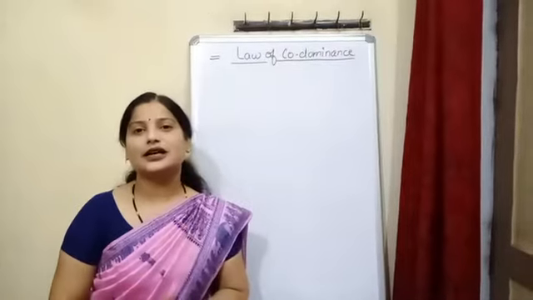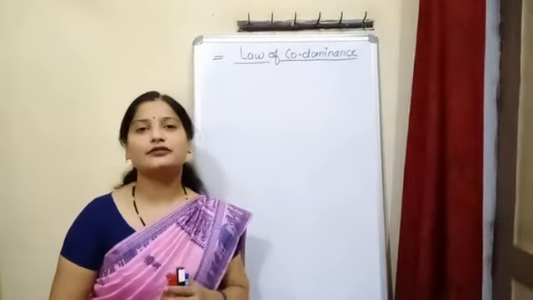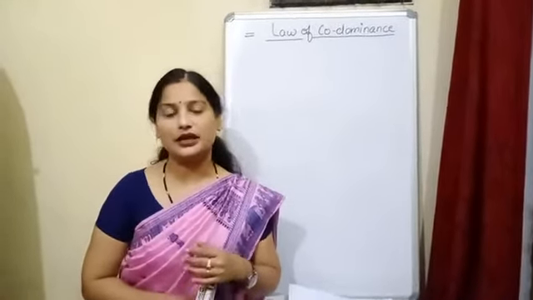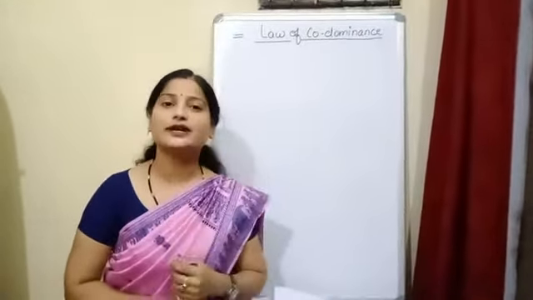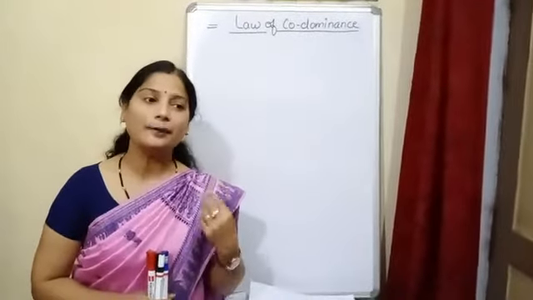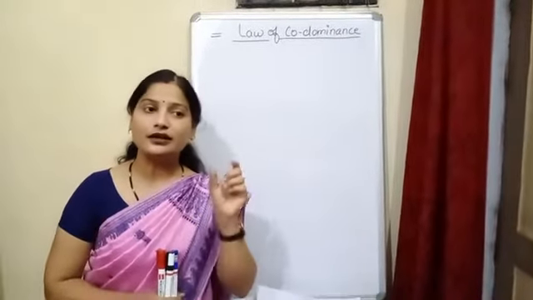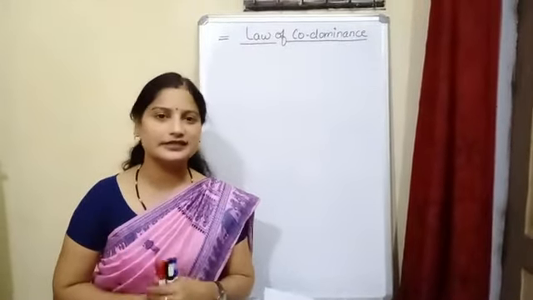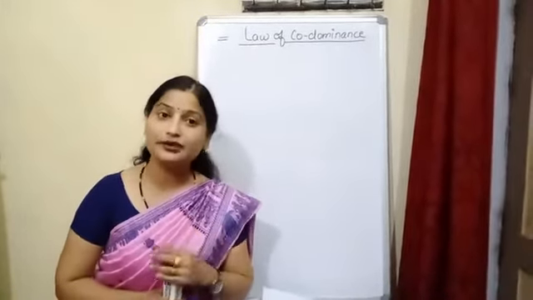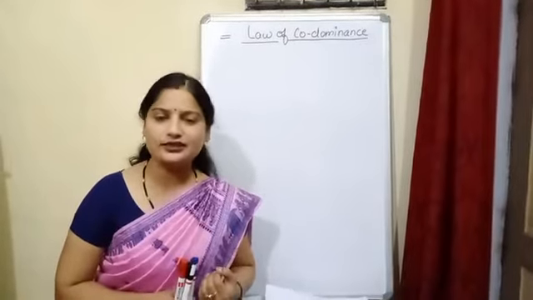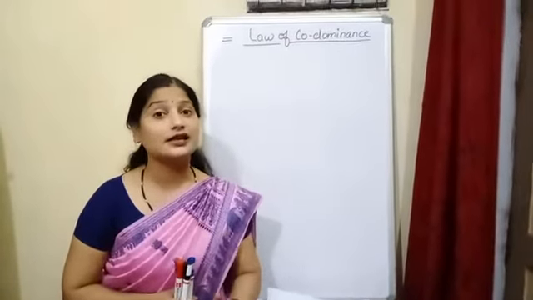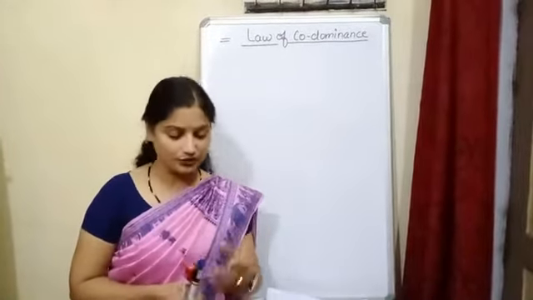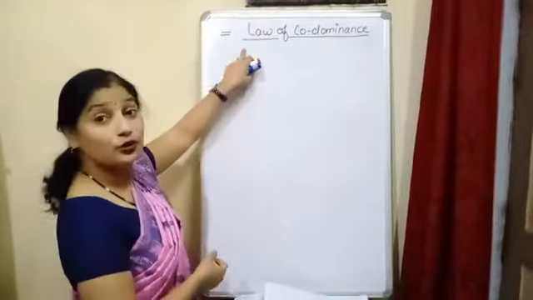Hello students, in the previous videos we have seen the law of dominance and incomplete dominance. In the law of dominance, we have seen that out of a pair of alleles, one is dominant and the other is recessive. In incomplete dominance, we saw that both the genes are not able to express themselves. Now today we will see the law of codominance.